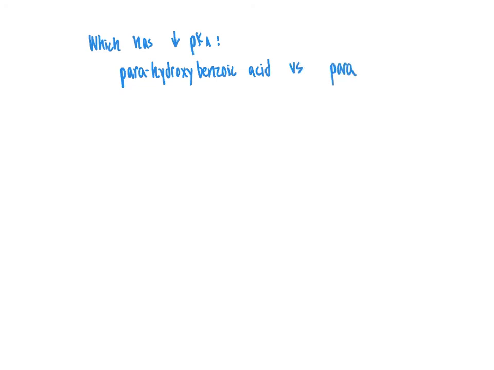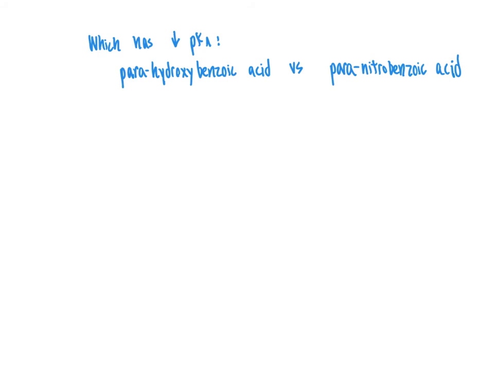So let's do one additional example here. In this example, we're going to look at which has the lower pKa value, and that is, does para-hydroxybenzoic acid or para-nitrobenzoic acid have the lower pKa value.